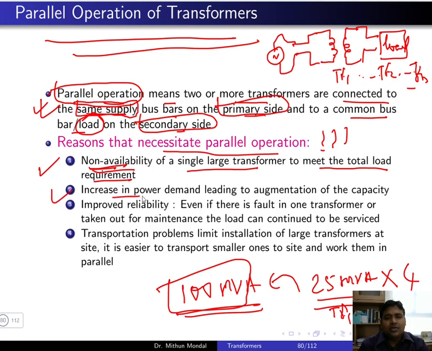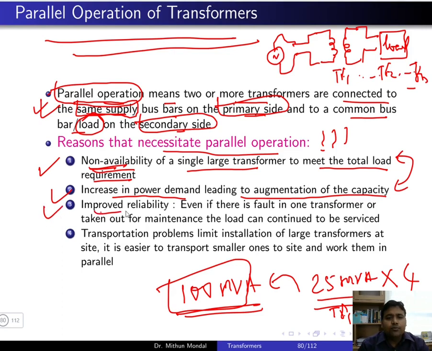Second, an increase in power demand leads to augmentation of the capacity. Once the power demand increases for a particular substation, then instead of changing the old system, we try to bring in a new transformer and keep it in parallel. So these 2 points are basically related to one another.